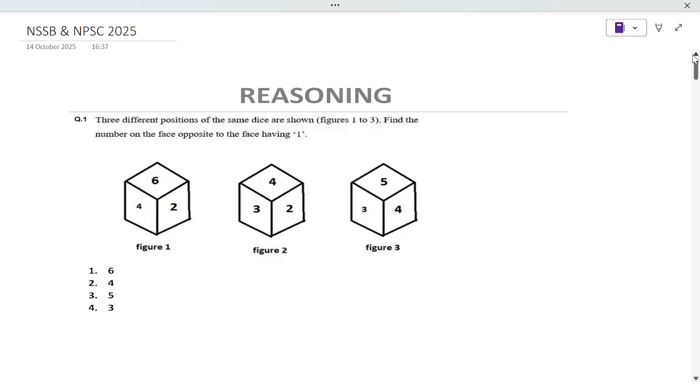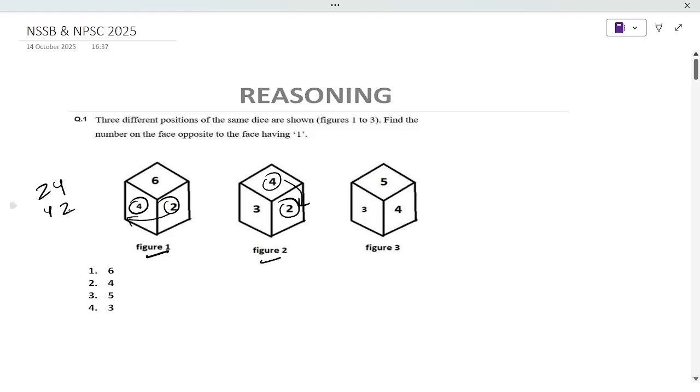So the first question is from dice. Now in figure 1 and figure 2 we have two common numbers, which are 4 and 2. From figure 1 and figure 2 we can say that these two figures are from one dice. How? When we go clockwise we have 2 and 4. When we go clockwise we have 4 and 2.